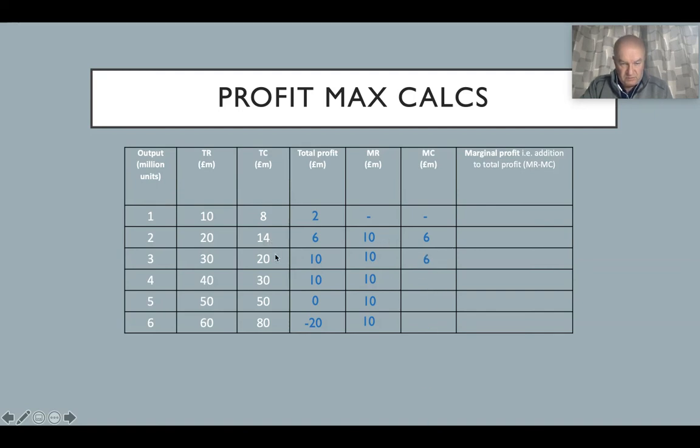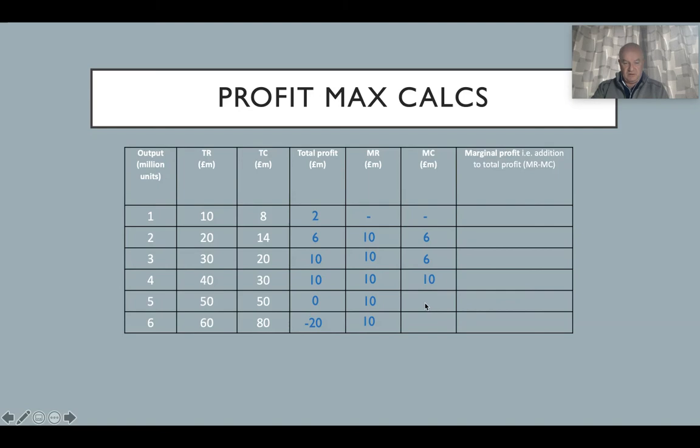The second example, again, where our total cost has gone up from 14 to 20, again we've got a marginal cost of 6. Then we get to a situation where our marginal cost has gone up significantly, in that it's gone from 20 up to 30 million, so we're talking about 10 million marginal cost. And at that point there, you can see that we're starting to get to the point where marginal revenue and marginal cost are equal.